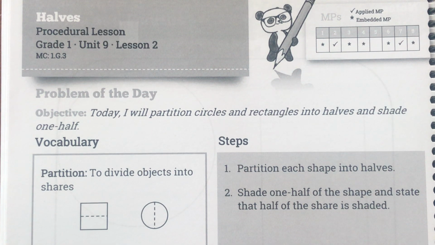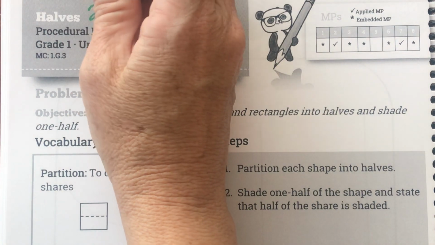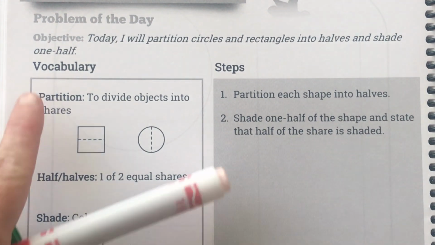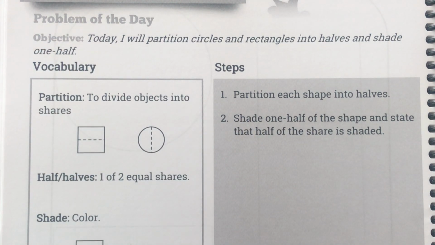your student journal. And yesterday we introduced the word halves and fourths. Today we're just going to focus on halves. So our title is halves. And halves means 2 parts. So halves means 2. When I think of halves, I think of 2. Our goal or our objective today is I will partition circles and rectangles into halves and shade 1 half.